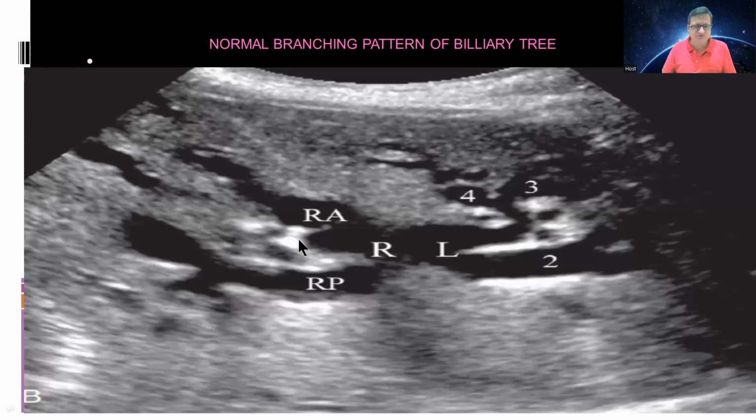These are the normal branching patterns. The right anterior and right posterior ducts form the right hepatic duct. Segments 3, 2, 4 and 1 form the left hepatic duct, and they join to form the common hepatic duct.